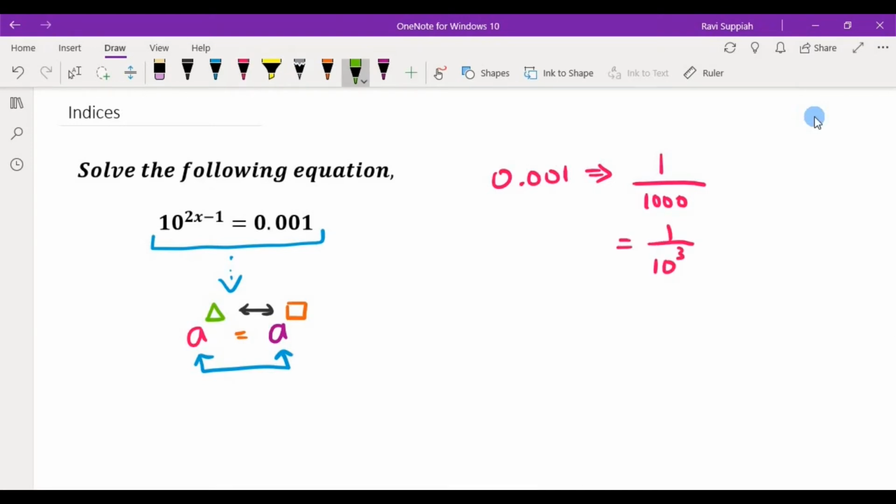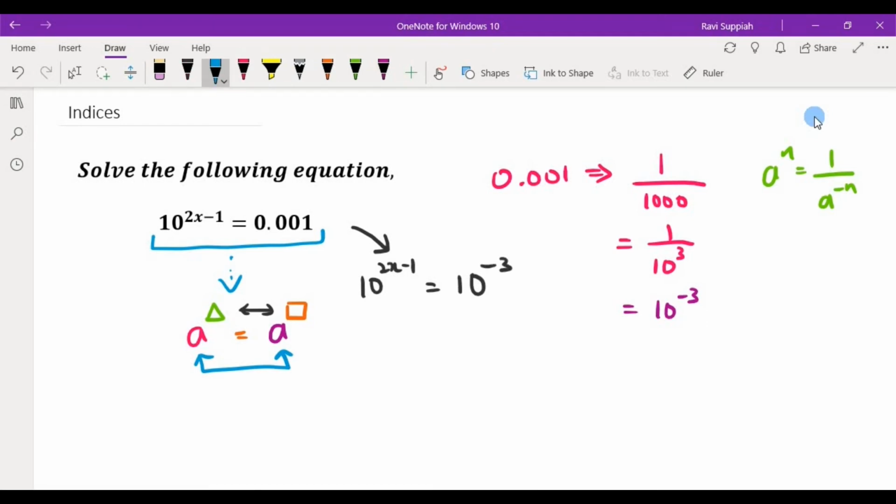At this point, the indices rule we can apply is a to the power of n is equal to 1 over a to the power of minus n. That means if I bring a term from the denominator to the numerator, the sign of the power will change. If it is negative in the denominator, when I bring it up it becomes positive. In this case, it is positive in the denominator, so when I bring it up it becomes negative. So we can write that 10 to the power of 2x minus 1 is equal to 10 to the power of minus 3.